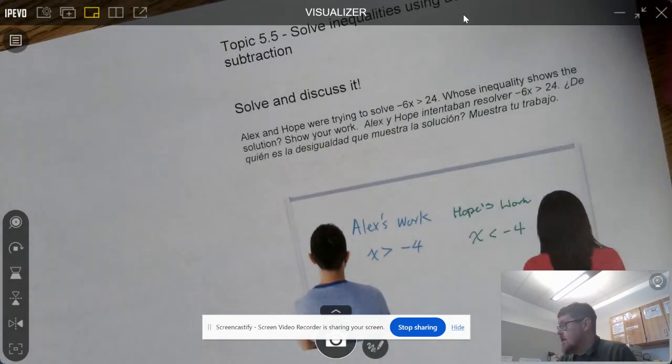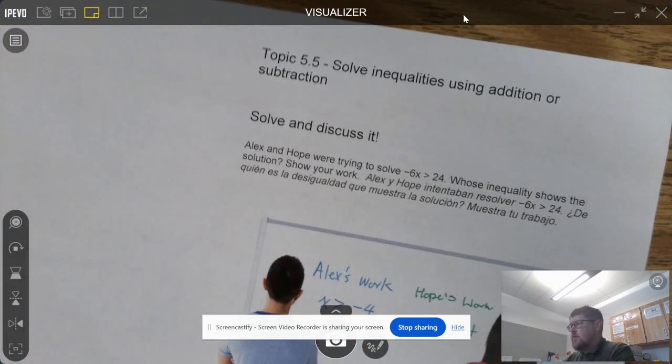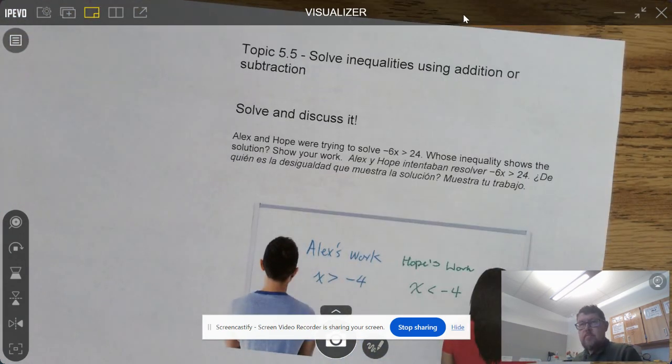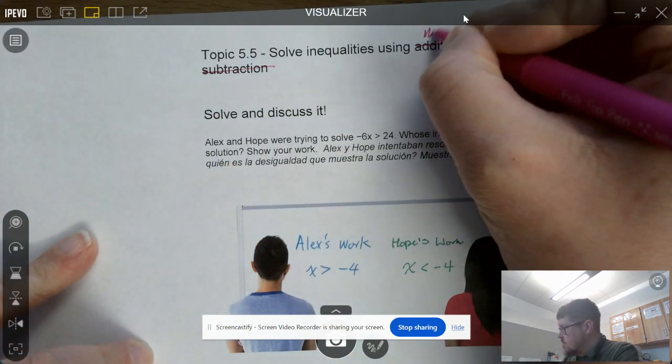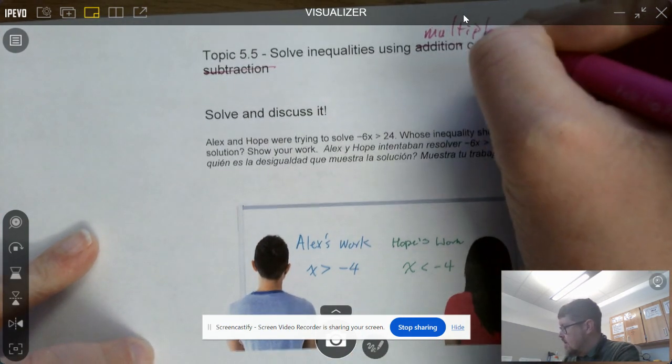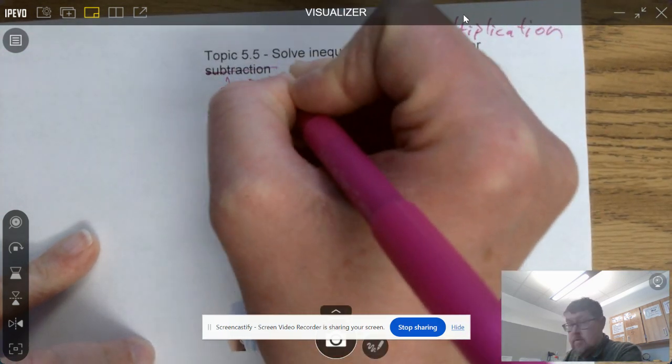We're going directly into 5.5 after 5.4 because they're super similar to each other. It's really similar to just solving regular equations. Oh gosh, I need to adjust that. That should say multiplication or division. My bad, that's a typo. I will have that adjusted for the printout. Sorry about that, guys.